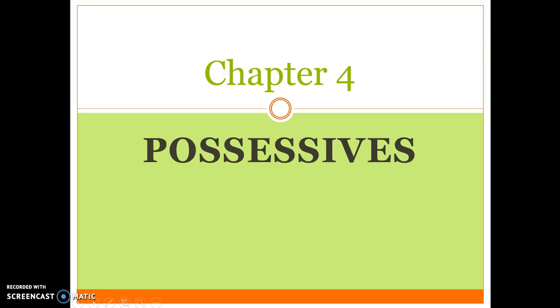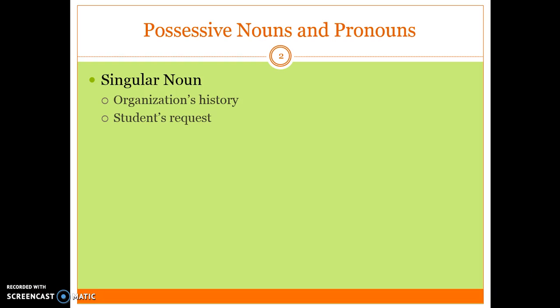Chapter 4 deals with possessives. You have possessive nouns and pronouns, but we will begin our possession with a singular noun. The word organization is singular, meaning one organization. We're talking about the organization's history. The same thing with the word student. Student is singular. We're going to add an apostrophe S to it to say the student's request.